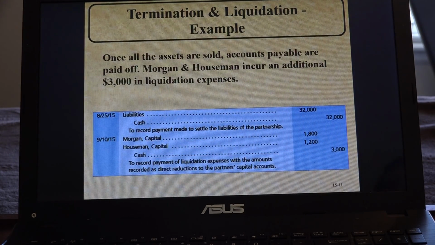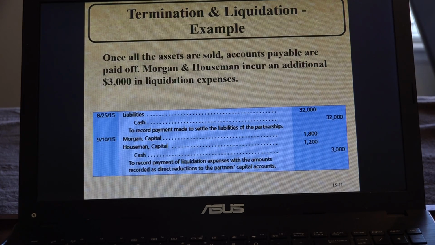And on top of that, there are $3,000 in liquidation expenses that they have to incur. And so that has to be taken directly to each partner's capital account as well on a 60-40 basis in this instance. So credit Morgan $1,800 of the $3,000 liquidation expenses and $1,200 to Hausman.